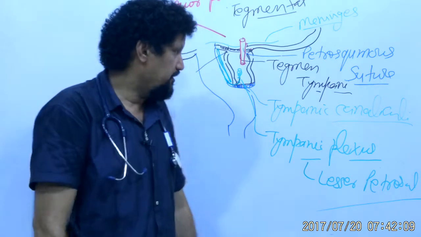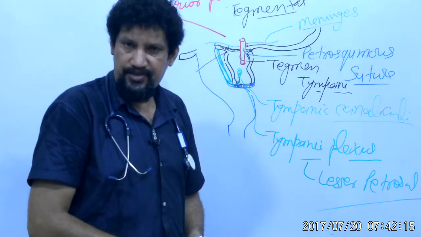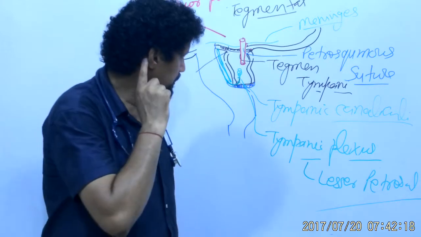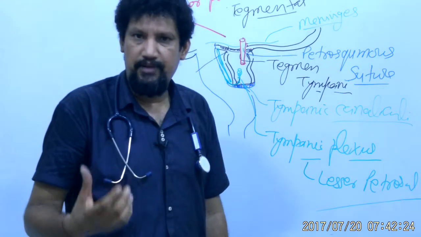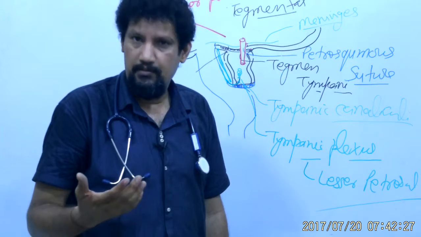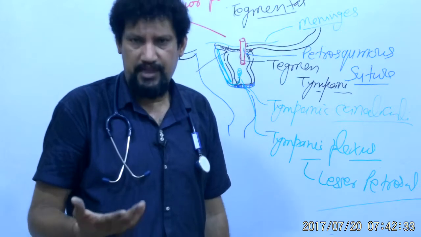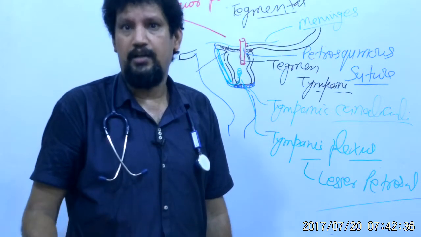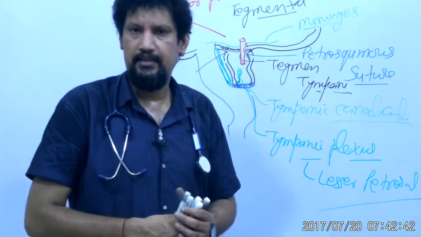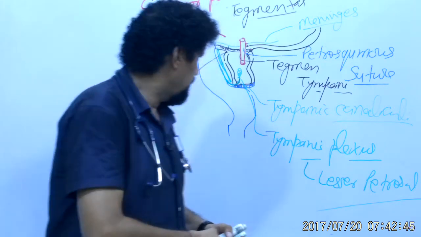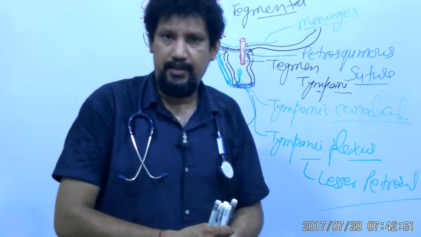Now I will talk about the posterior wall or the mastoid wall. I have stated earlier, this is the mastoid process. This mastoid process is having the mastoid air cells and the mastoid antrum. What is the mastoid antrum and what are the mastoid air cells? I will talk in detail in my next lecture, but here only the mastoid wall of the middle ear cavity.